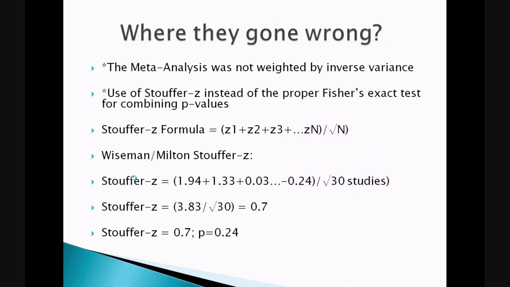Where did they go wrong? When you do a meta-analysis in statistics, it is always important to make sure the meta-analysis is weighted. A meta-analysis is generally weighted by the inverse variance, which is very similar to the sample size of each study. Milton and Wiseman, however, did not follow this important tip. Instead, they incorrectly weighted the meta-analysis by the number of studies rather than the inverse variance of each study. They did this by using the Stouffer Z method.